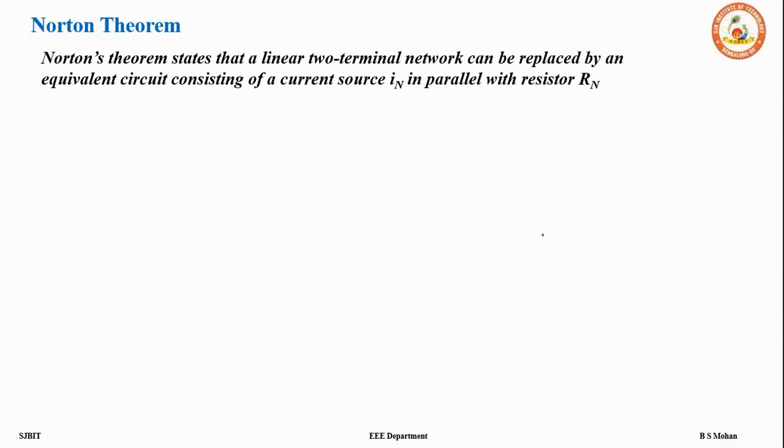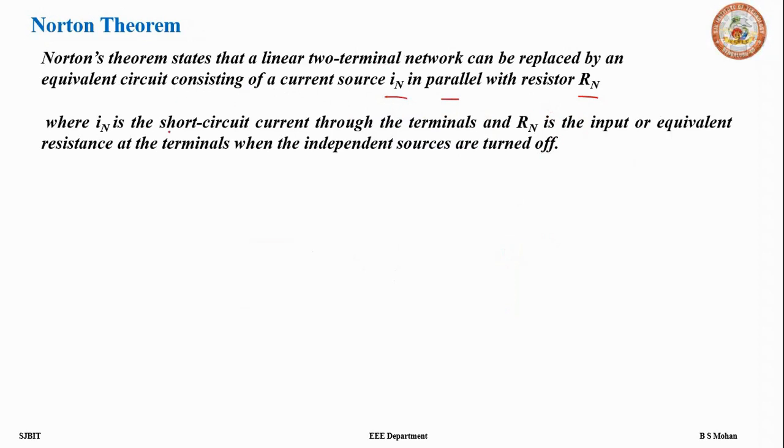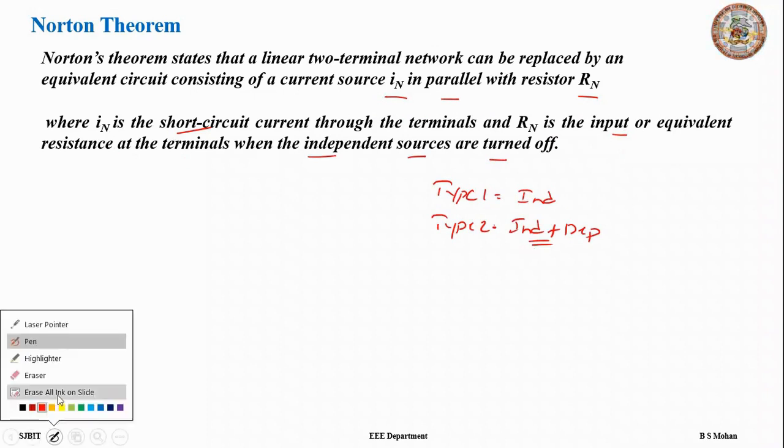What about Norton theorem? Again, a two-terminal network can be replaced by an equivalent circuit consisting of a current source in parallel with an Rn, where In is called the short circuit current and Rn is the same as in Thevenin, the input or equivalent resistance at the terminals when independent sources are turned off. Again, we coin them as type 1, where we have only independent sources, and type 2, where we have independent plus dependent sources. Here again we'll see type 2 problems.